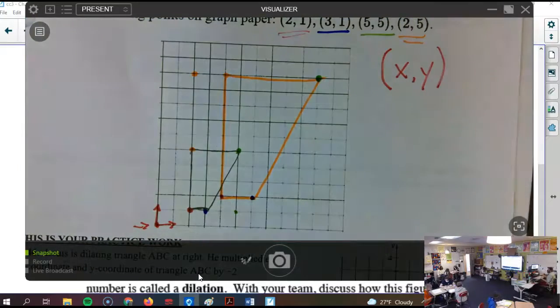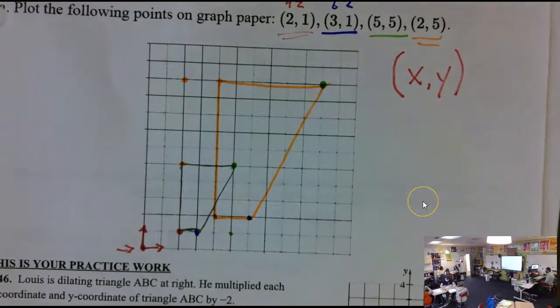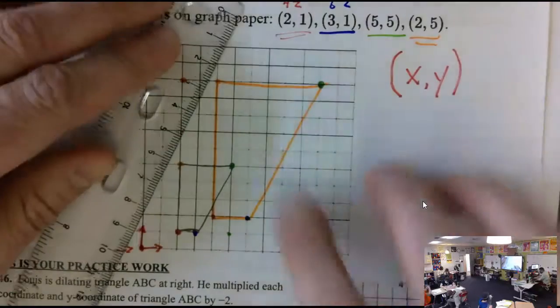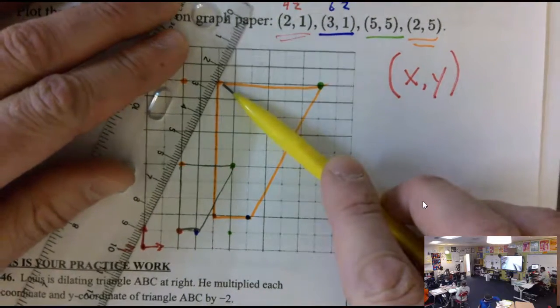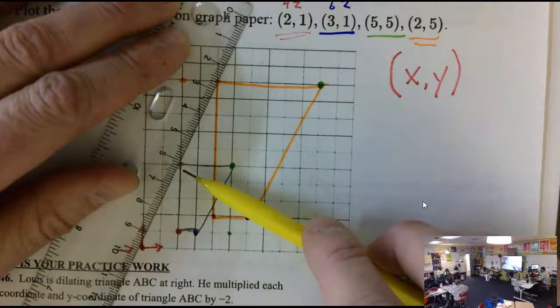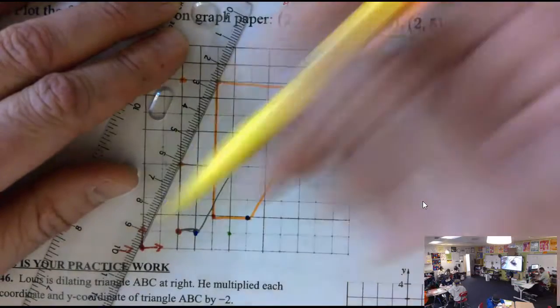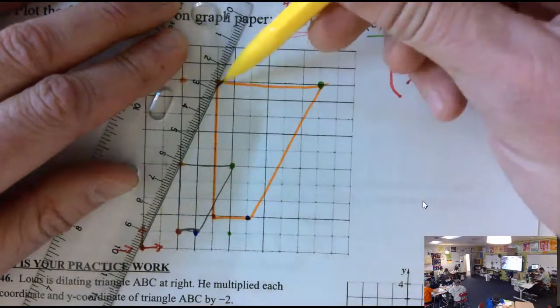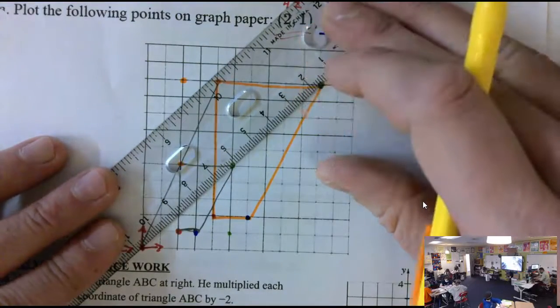Now, here's the cool part. You're like, wait, cool part in math? Yeah, right. Take your ruler. Don't have a ruler? Get one. Take your ruler. Line up this dilated point with the original point, and it should line up back to the origin. Then do it again.